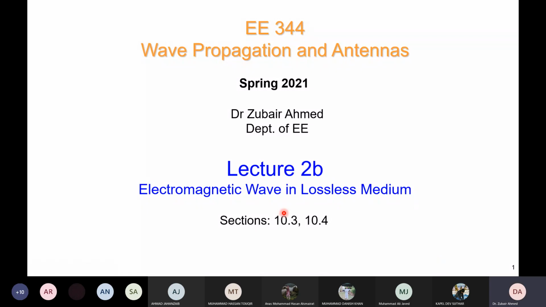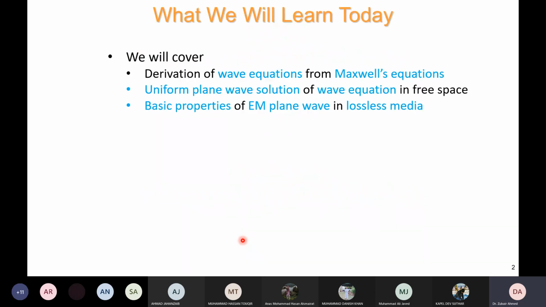So in this lecture, we'll study how electromagnetic waves propagate in a lossless medium such as air. The relevant sections in your book are section 10.3 and section 10.4. We know that Maxwell equations can be used to predict any electromagnetic phenomena. So we will start with the Maxwell equations and derive the wave equation in a lossless medium. The objective is to see how electromagnetic waves propagate in a lossless medium like free space.